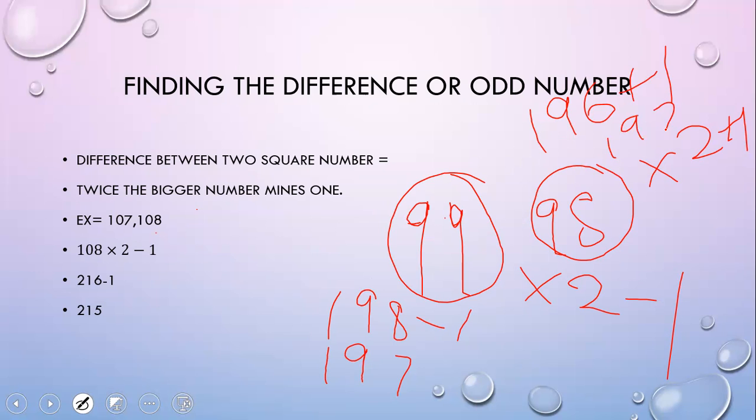Let's take another number, that is, we are given here 107, 108. So bigger number is 108 into 2 minus 1. So 108 into 2 is 216 minus 1, which gives us 215. So that's the difference between both the squares. You can multiply the squares and try it. We'll get the same answer.